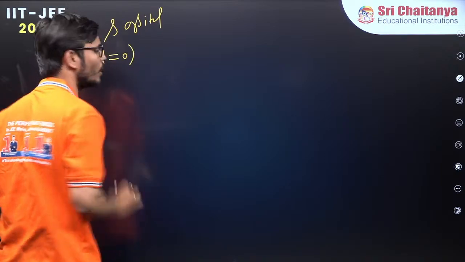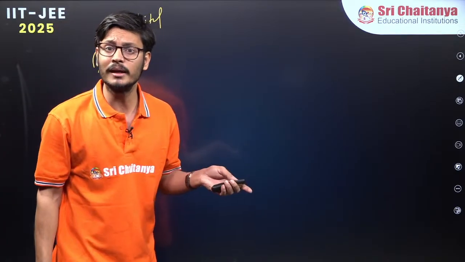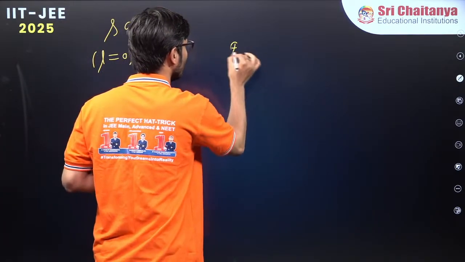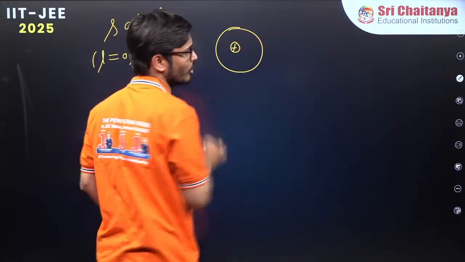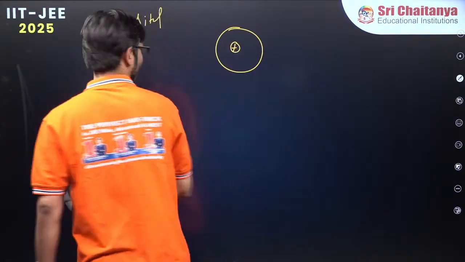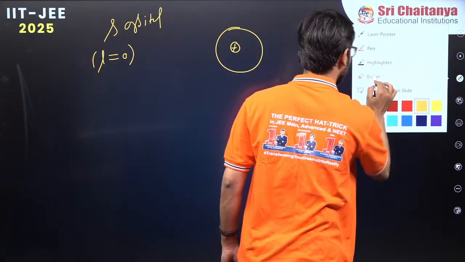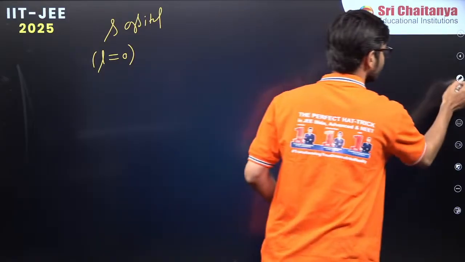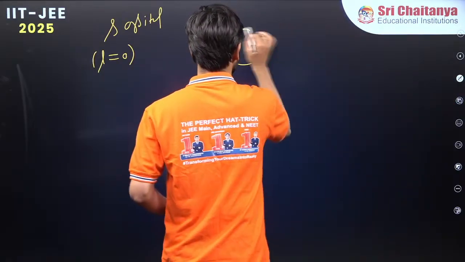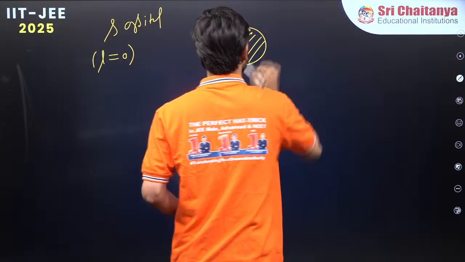L value is equal to 0. So what is the shape then? The shape is like this. This is the nucleus, and around the nucleus is the s orbital. So this is the shape of the s orbital. I can draw the s like this, something like this.